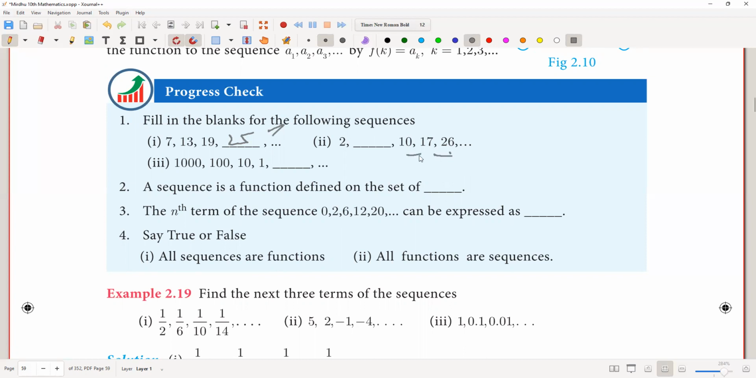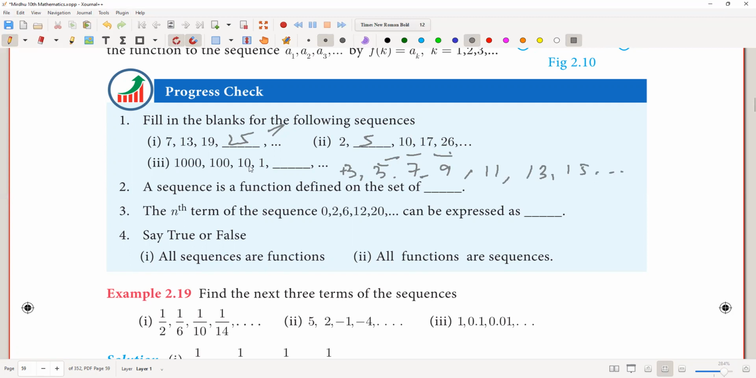Check the pattern here. 17 minus 10 is 7. 26 minus 17 is 9. So there is a pattern like plus 3, plus 5. 2 plus 3 is 5. 5 plus 5, plus 7. 3, 5, 7. There is a pattern. So 2 plus 3 is 5. 5 plus the next term 5 is 10. 10 plus 7 is 17. The next terms would be plus 9, plus 11, plus 13, plus 15, and it goes on.